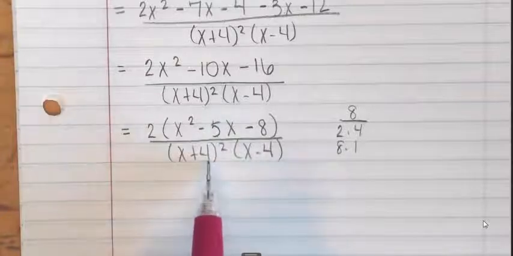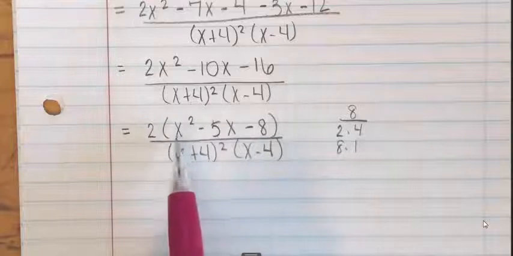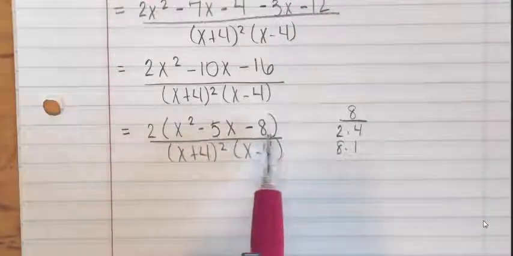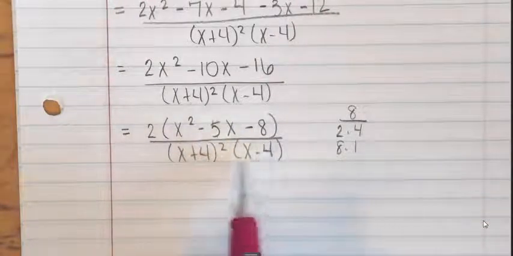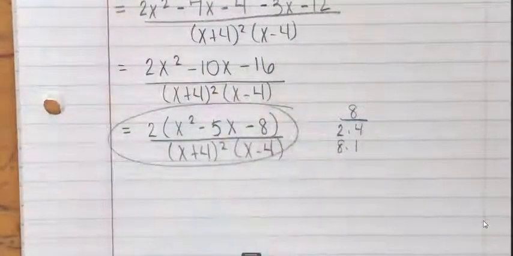That's exactly the answer that the textbook is giving us. So no more factoring can be done. Had I been able to factor this maybe and get an x minus 4 out of it, then I could have reduced with something in the denominator. But this right here is my answer.